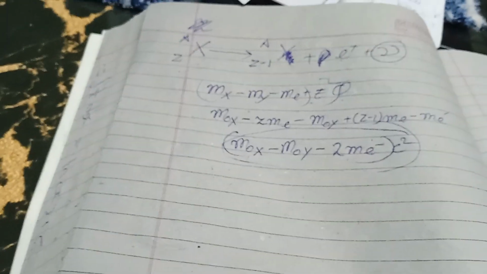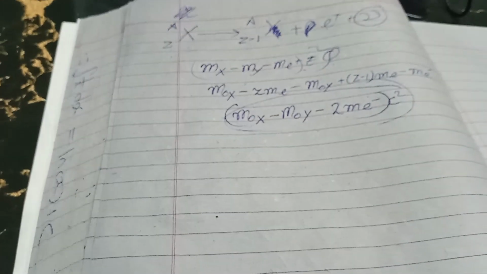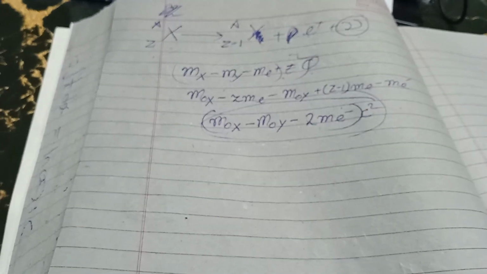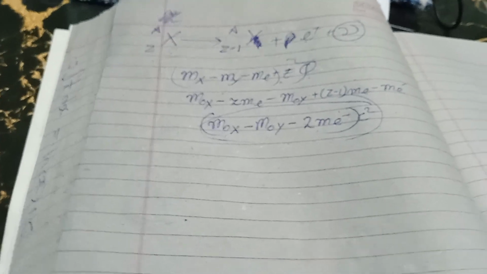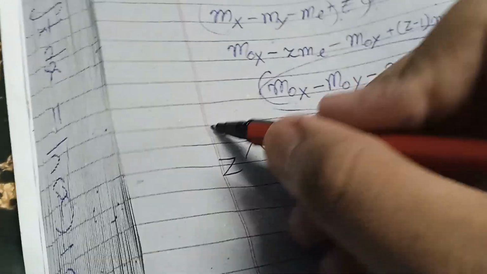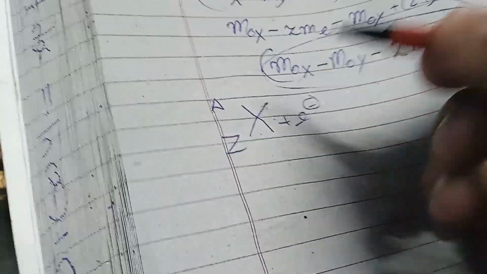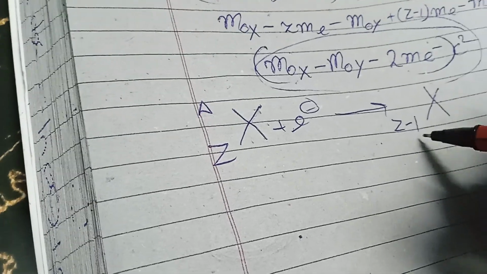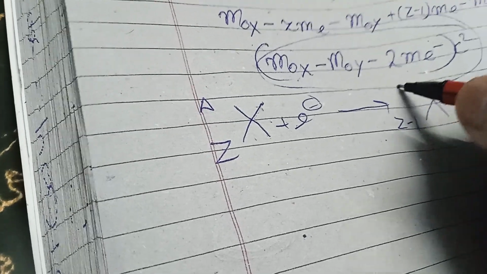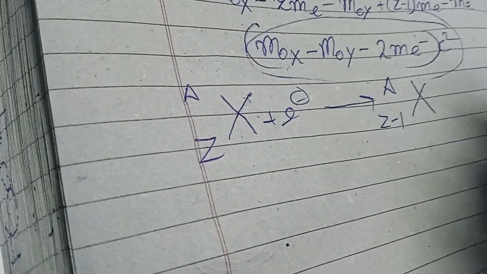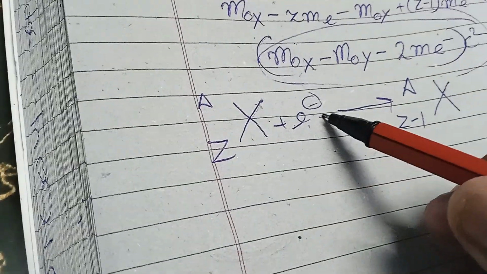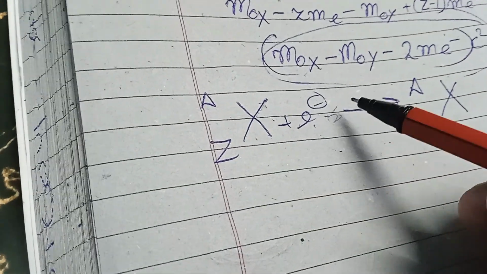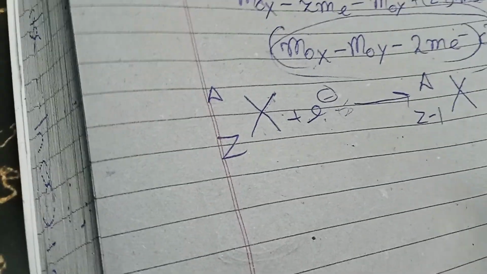This is it for today's video. And for K capture, it's similar, it absorbs an electron, proton plus electron. Okay, let's do it as well. X Z plus electron gives Y with Z minus 1 and A, and since here it's an electron, here it is a neutrino.